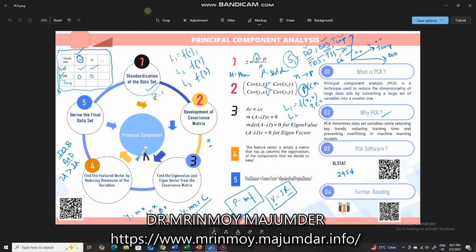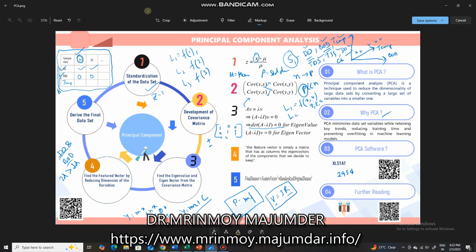You see, this is the main relation. A is a matrix, in our case the covariance matrix. V is the eigenvector. Lambda is the eigenvalue. If you want to find the eigenvalue of this matrix, then you have to solve this one: determinant of A minus lambda I equals 0. Here I is a unitary matrix, that means a matrix which has only one in its diagonal. All other entries are 0.